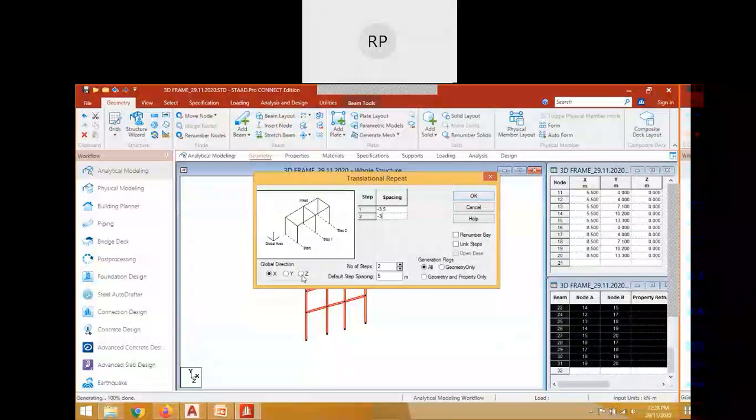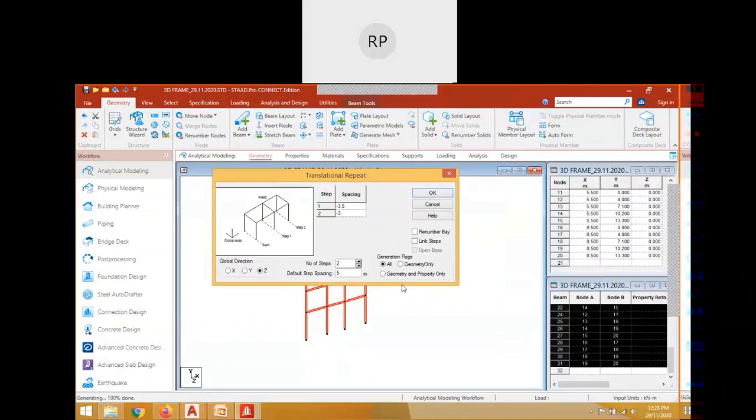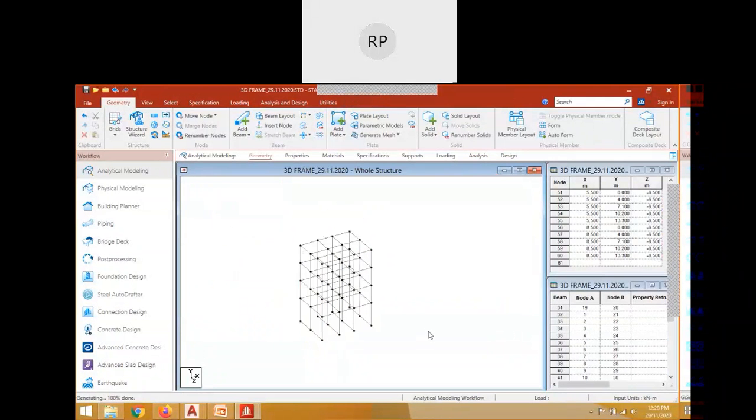Correct. So two steps are required, and do not forget to change the direction. Now I want Z direction, so the Z axis is to be selected. Global direction is Z. Number of steps is 2. And again, I want to link the step in the other direction. I also want the beam, so I'm going to link this step. So minus 3.5 and 3. The steps are linked, and it is in global Z direction.